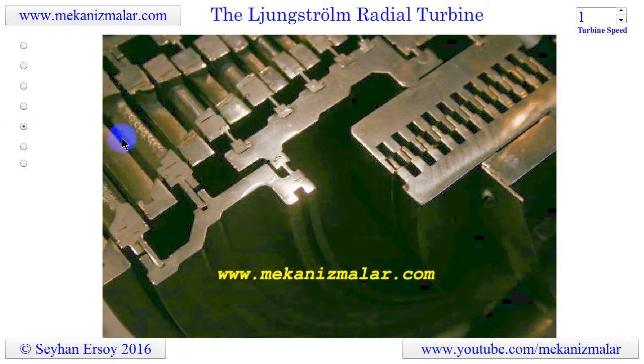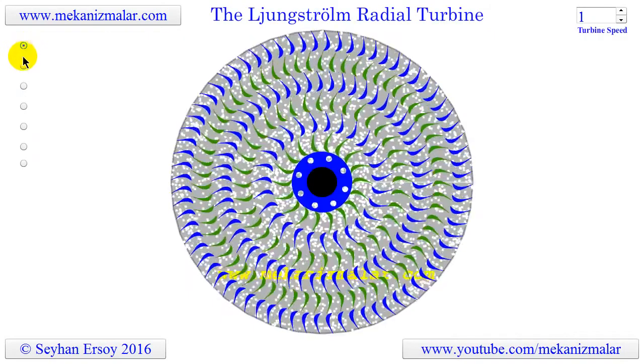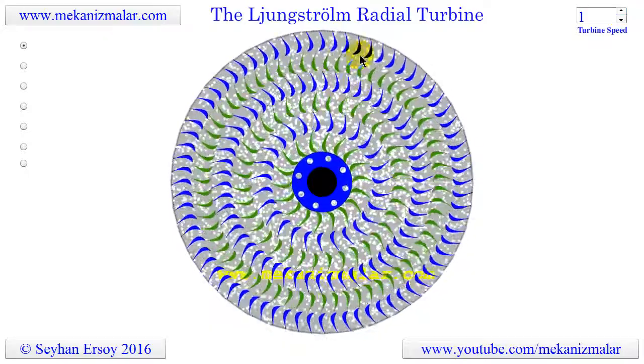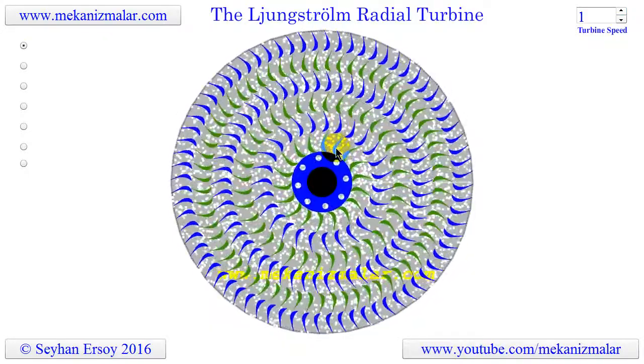These turbines rotate with high rotation speeds. However, due to the wagon wheel effect, I kept the rotation speed low. Notice that all the blue blades have the same rotational speed. The same is true for the green blades in the opposite direction.